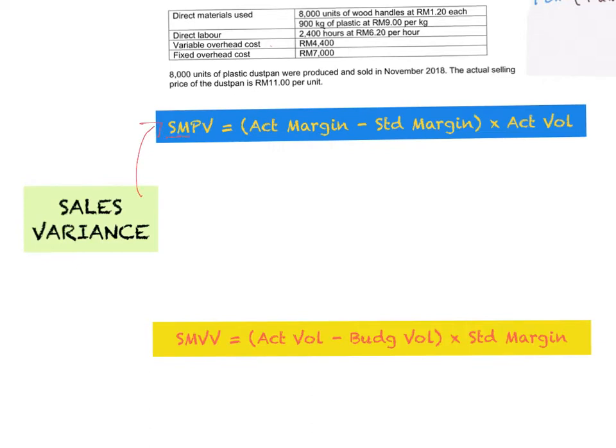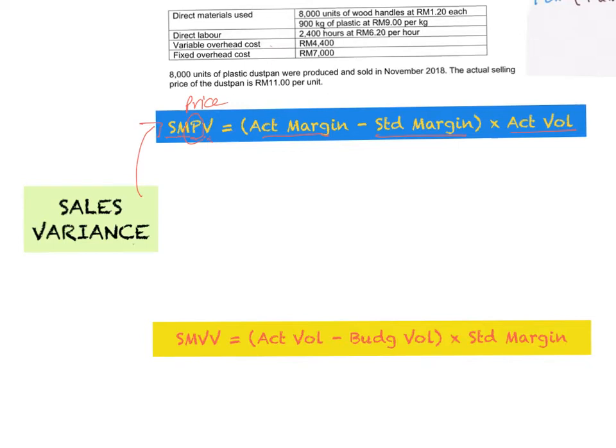sales margin price variance. So we are talking about price variance here. What we want to look at is the difference between the actual margin and the standard margin, and we multiply it by the actual volume, that is the actual units sold.